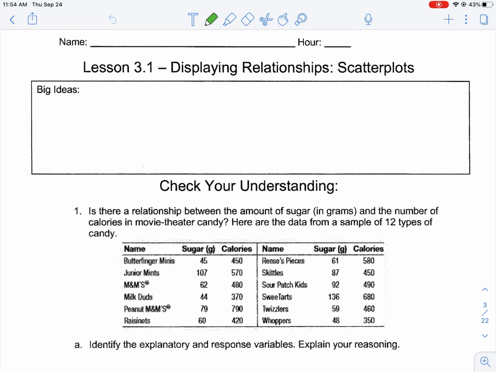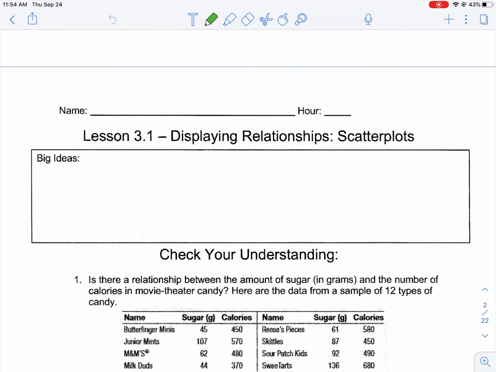All right, welcome back. Today we're going to talk about lesson 3.1, which is really from CED part 2, or CED 2. This is the first part of CED 2. Let's talk about the big ideas from this.